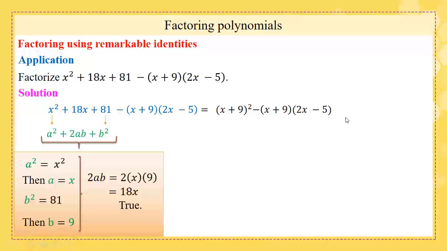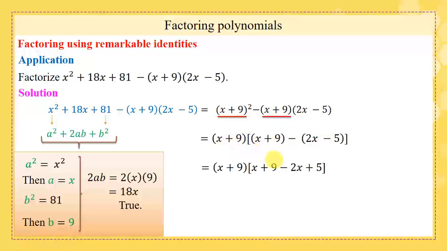Here we have the expression. After doing the first remarkable identity, we will note that we have a common factor, which is x plus 9. Now we put x plus 9 aside. We know that x plus 9 squared is the multiplication of x plus 9 by itself. So when we divide x plus 9 squared by x plus 9, we get x plus 9 inside the brackets minus x plus 9 times 2x minus 5. We get 2x minus 5 inside the brackets. Finally, we reduce this polynomial as usual to get the final answer, x plus 9 times minus x plus 14.